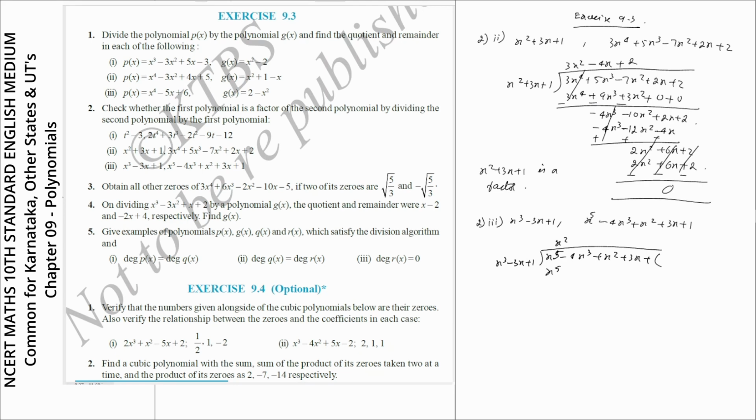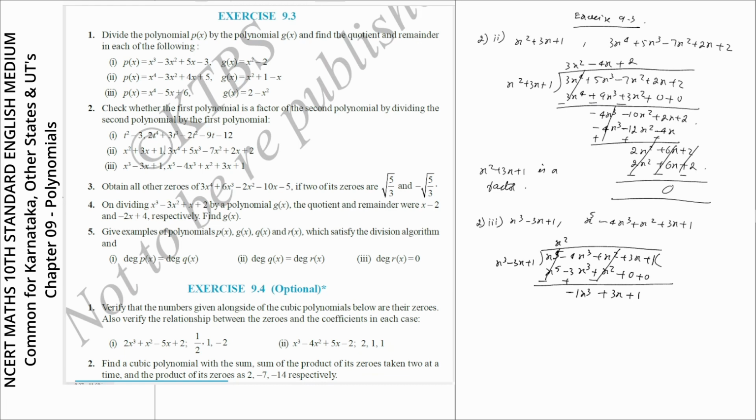Then minus 3x into x square is minus 3x cube, plus 1 into x square is x square. Now change the sign, so these two will get cancelled. So plus 4x cube minus 3x cube is plus 1x cube. So here these also are getting cancelled. I'll be left with plus 3x plus 1 also there. So I could have put zeros here also.